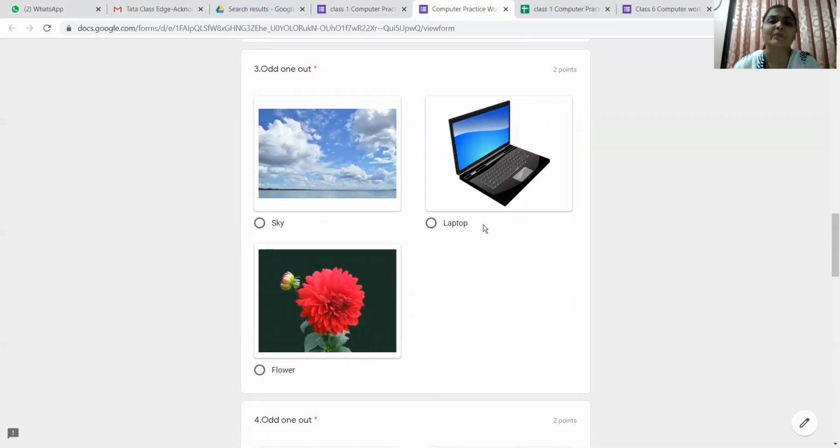Okay, so maybe the thing is 2 are natural and 1 is machine, or maybe vice versa, 2 are machines and 1 is a natural. So you have to find it out, and for that you have to look at the pictures very carefully. Okay, so let's see what is hidden over here. Which one thing we have to kick it out?